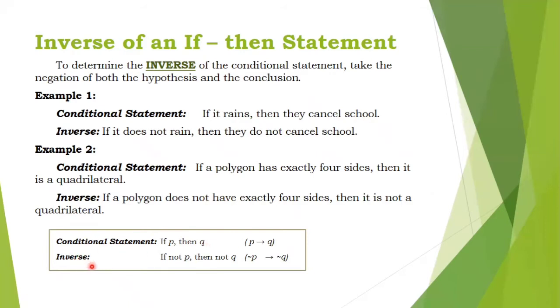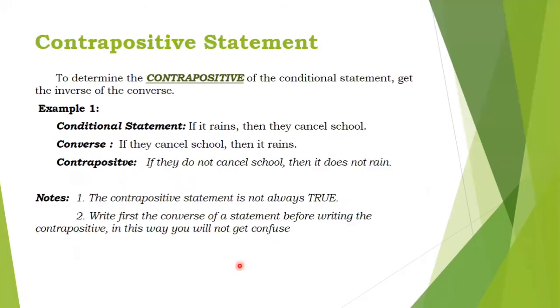So, if you're going to get the inverse, it will become, if not P, then not Q. Okay? So, in symbols, we write it this way. Okay? So, let's go to the next. This is the last one, the contrapositive statement.